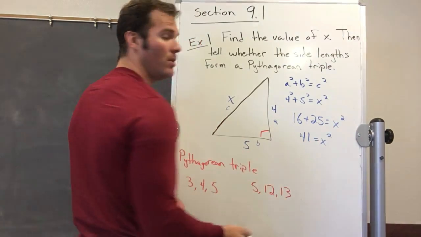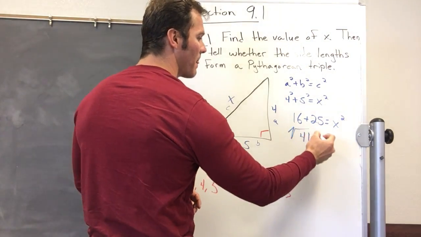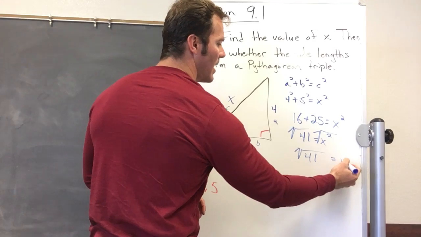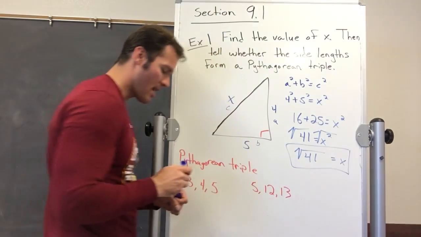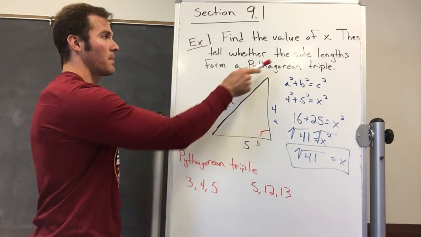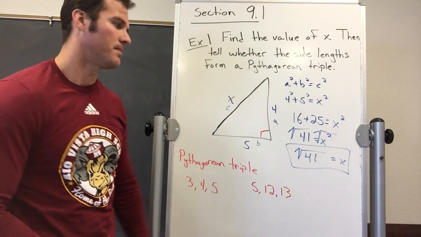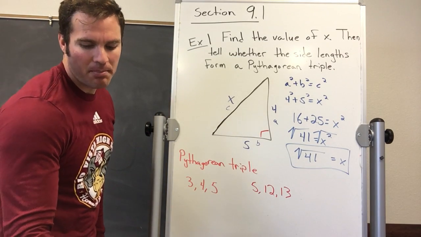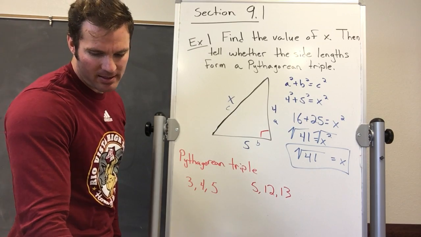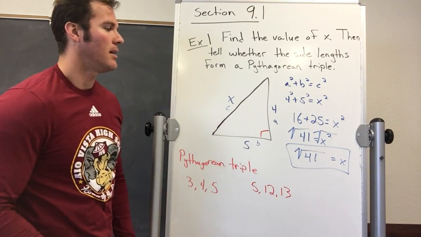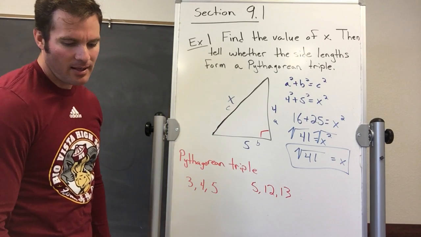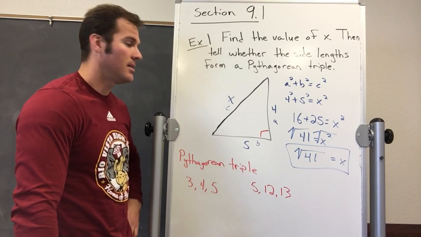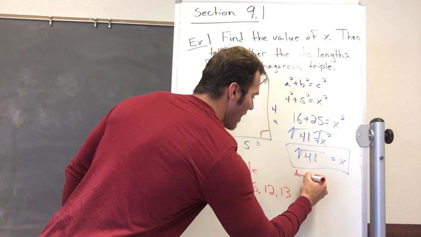Now we're going to take the square root of that, so we have just x. And you're going to have the square root of 41 equals x. So this is my value for x. Now I need to tell whether the side lengths form a Pythagorean triple. A Pythagorean triple is a set of three positive integers, a, b, and c, that satisfy the equation. The square root of 41 is not an integer, so this does not. It does not.